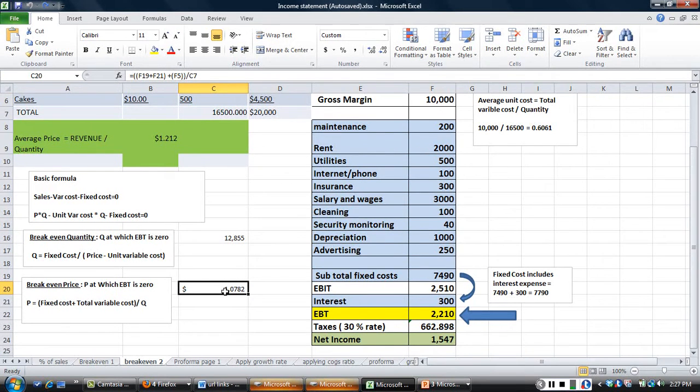If we want to keep the average price at 1.212, we can lower the quantity to as low as 12,855, and this thing over here will be positive. We'll check it out. We'll change the numbers. Or we can keep the quantity where it is, but change the price. So let's first go in and change the quantity.